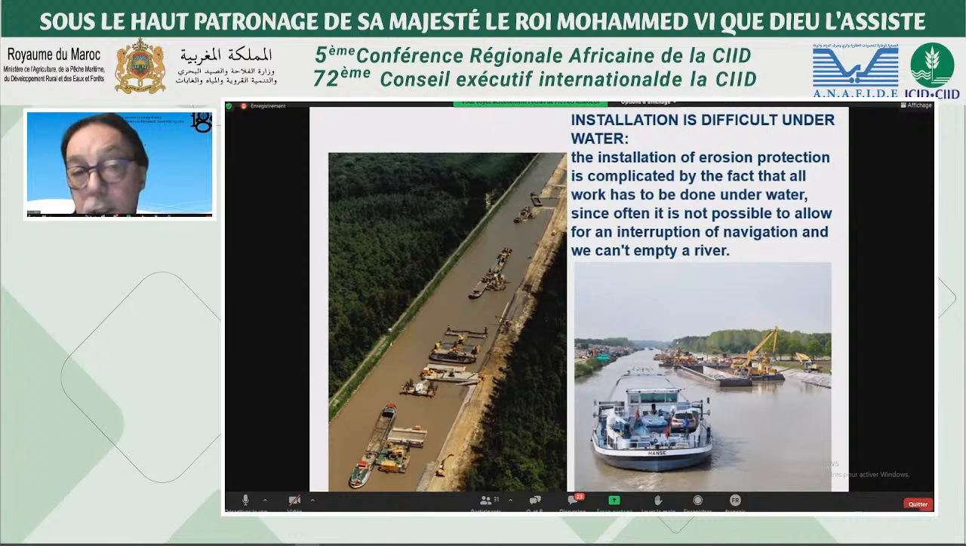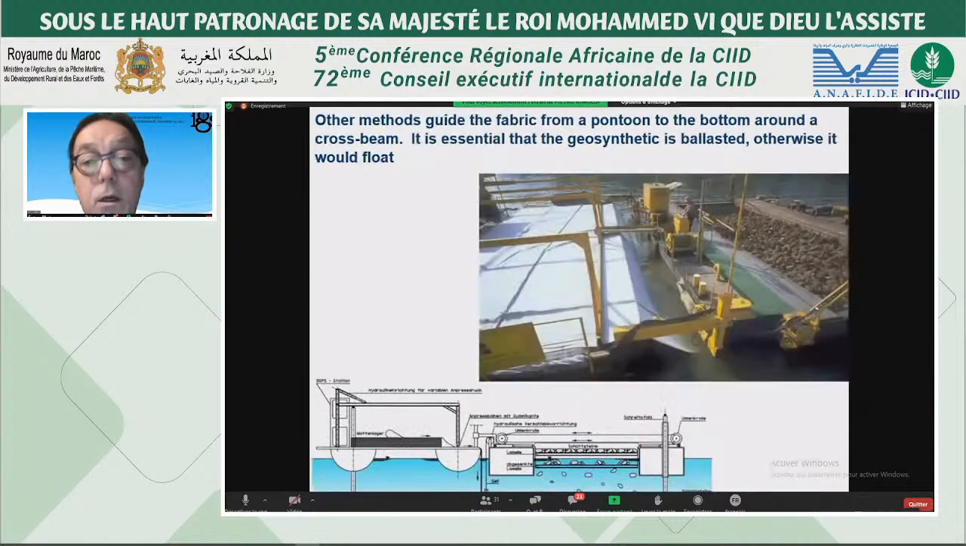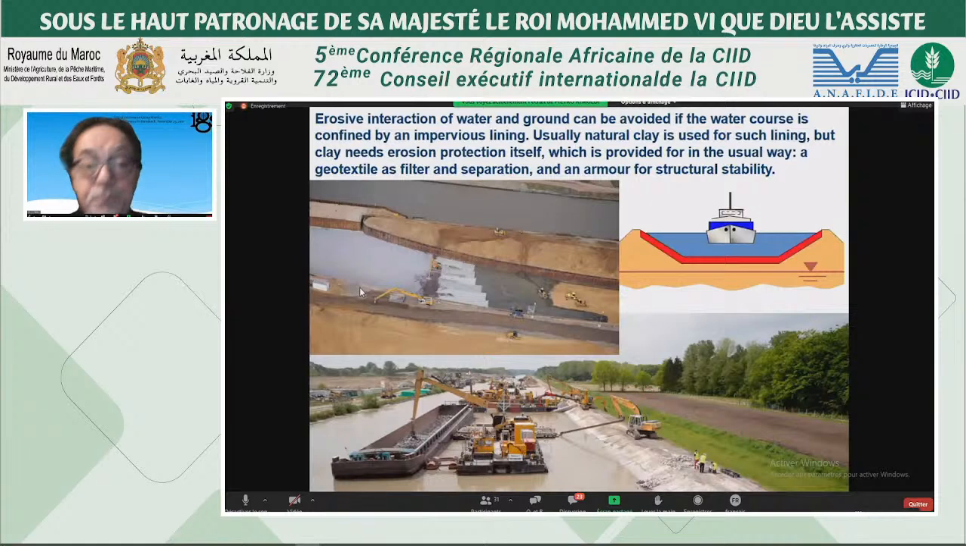Alors, tout ceci doit être effectué sous l'eau parce qu'il n'est pas possible de permettre une navigation à ce niveau de la rivière vide. Dans bien des cas, il a été procédé à un développement d'équipements spéciaux, donc il y a eu des systèmes d'installation pour la géosynthétique en acier, où il y a eu aussi d'autres méthodes de pontoon qui sont placés à la profondeur, et il est essentiel que la géosynthétique soit ballastée.